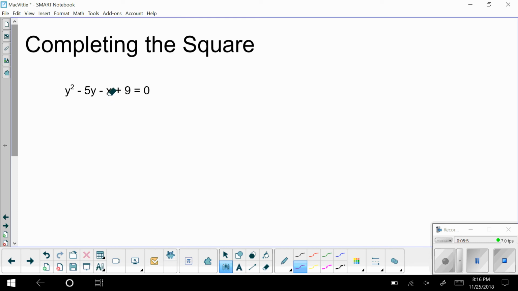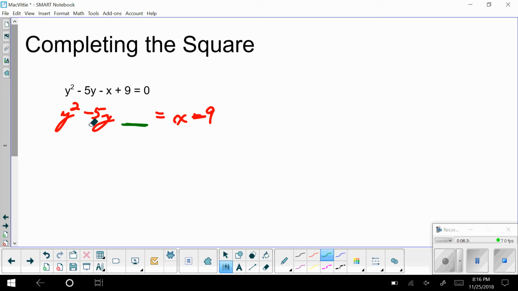So what I want to do is, everything involving the y's is fine where it is. I'm going to move the x and the 9 to the other side, and I'm going to leave some space for adding things in there. -9. And what we do is I need to figure out what am I going to add right here to make this a perfect squared trinomial. And realize that whatever I add over here has to go over here.